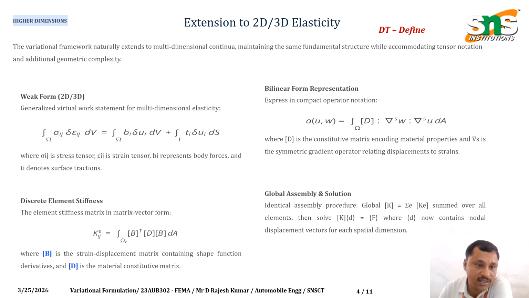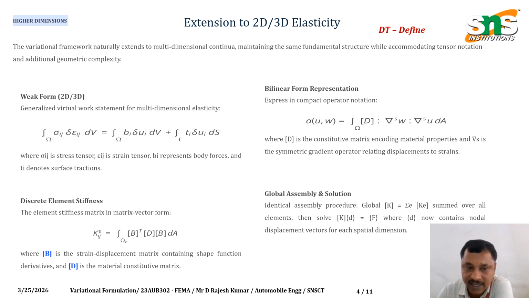stress tensor. This sigma ij is the stress tensor, and this epsilon ij is nothing but the strain tensor, right? And bi is the body forces. It represents the body forces, and ti denotes the surface traction. So this is the generalized form for the multi-dimensional elasticity, right?